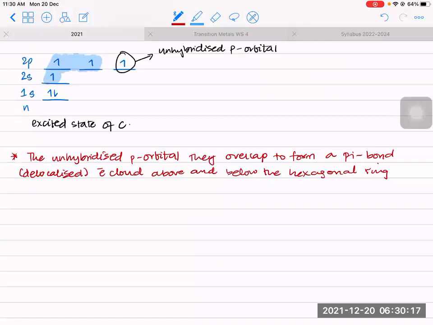In benzene, we have one unhybridized p orbital for each carbon. And that unhybridized p orbital overlaps to form what? It overlaps to give you a pi bond. And this pi bond will be what? An electron cloud above and below the ring. If you remember, a pi bond used to be an electron cloud above and below the nuclei. Do you remember this? We could represent the pi bond like this. The same way, the pi bond can also be represented as a cloud above and below the hexagonal ring. So that is the pi bond here.